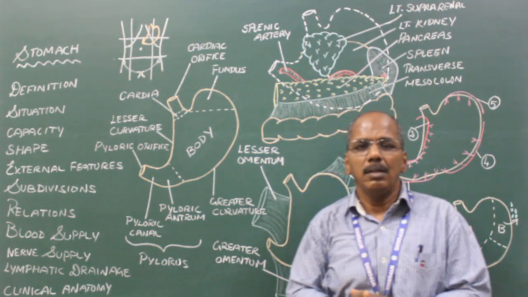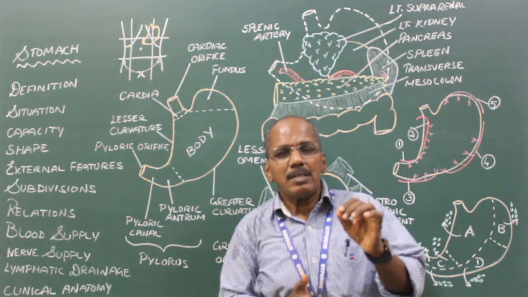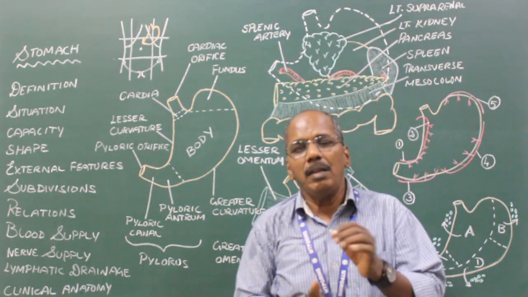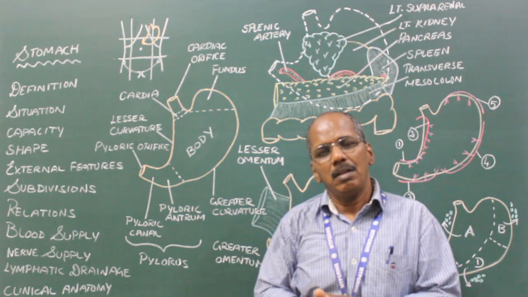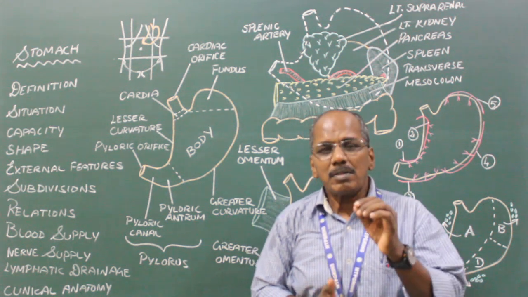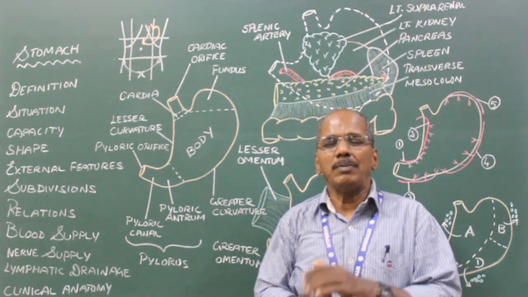Capacity. The capacity of the stomach in a newborn is 30 to 50 ml. The capacity of the stomach in an adult is 1500 to 2000 ml.